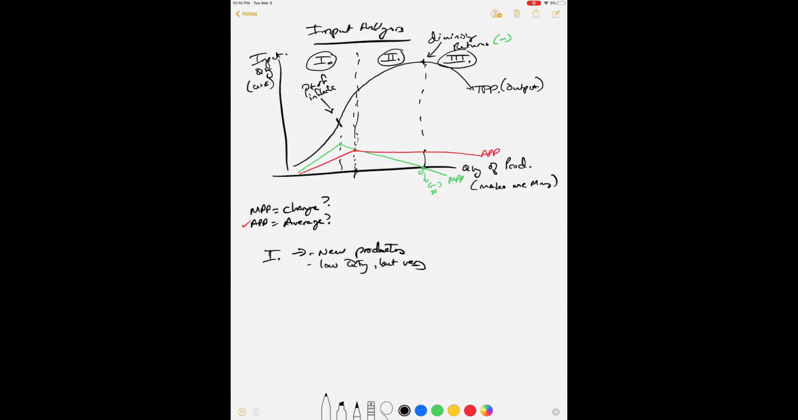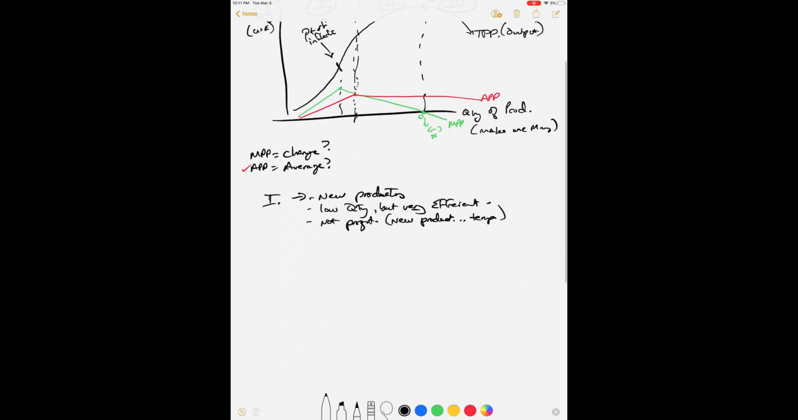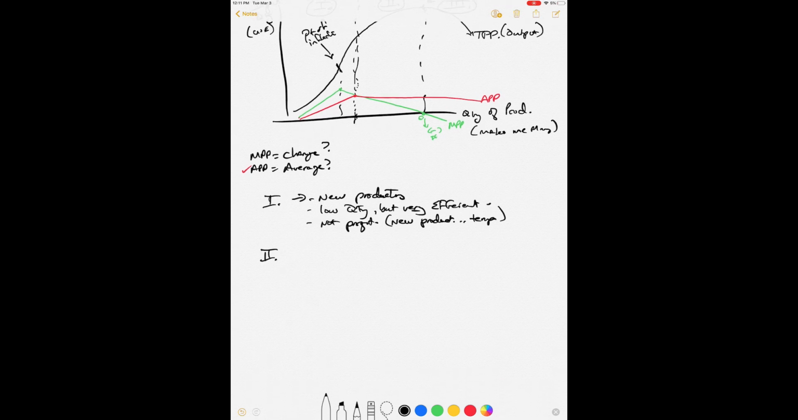It's low quantity, but we're very efficient. But the trouble is we're low quantity. So really we can't quite get any profit made. You might get profit made for just a bit if you're very new in the industry. Kind of like when you open up a restaurant, everybody shows up the first week. But it's temporary.